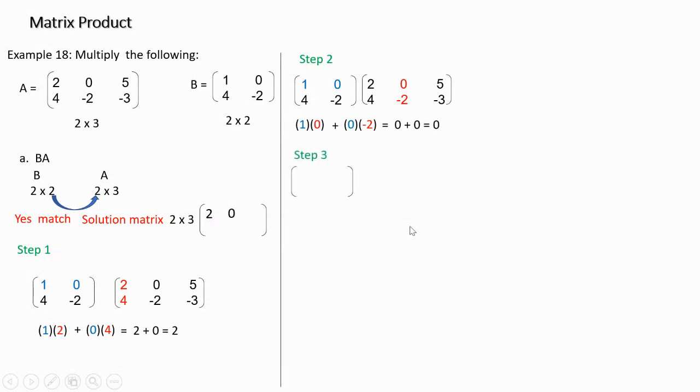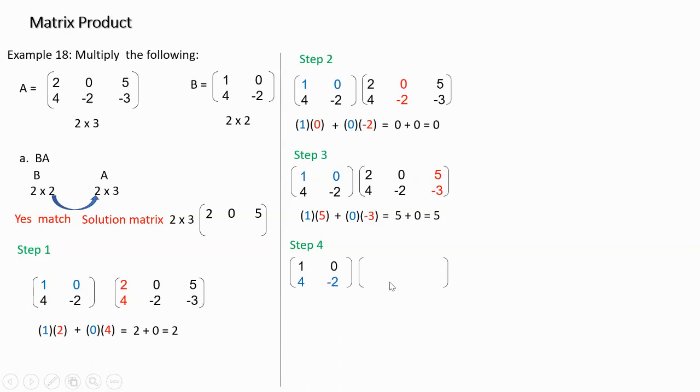Now step 3. I'm going to multiply row 1 times column 3. So 1 times 5 will be 5. 0 times negative 3 will give us 0. So it'll be 5 plus 0, which gives us 5. So that's first row, third column. Since we're done with the first row times every column, now it's the second row that I need to multiply times every column. So row 2 times column 1, we'll repeat the process.